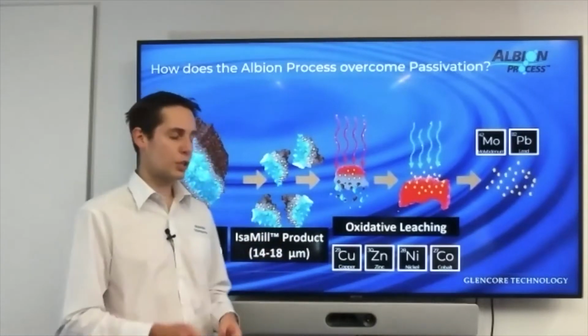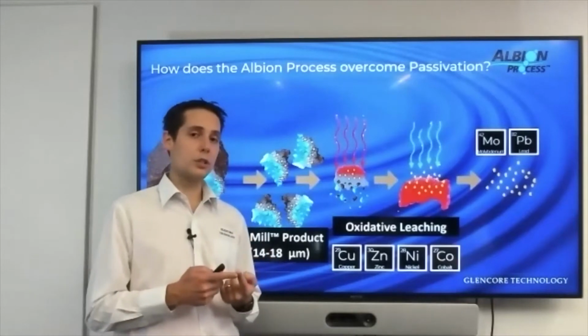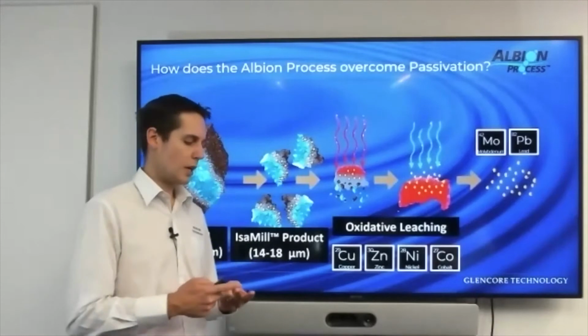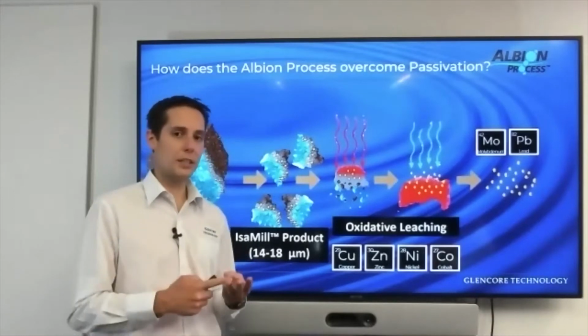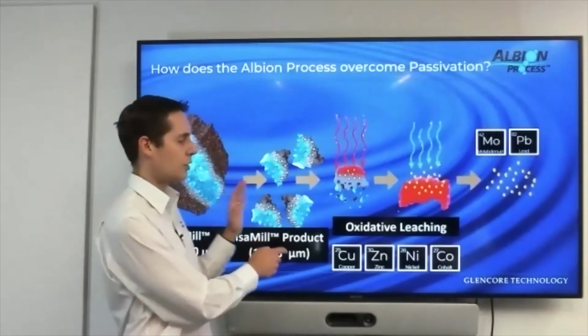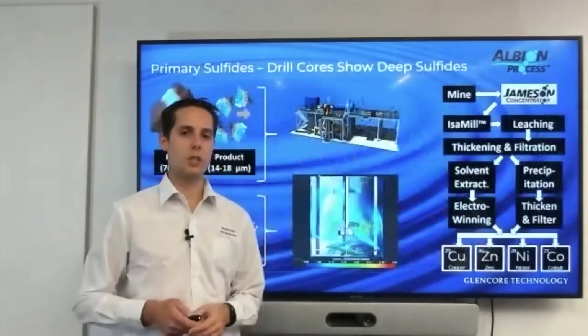So it's all done at atmospheric pressure, so no high costs in terms of pressure. There are no complications in terms of chlorides or bacteria or anything like that. We're just taking a simple approach: size reduction, oxidative leaching.